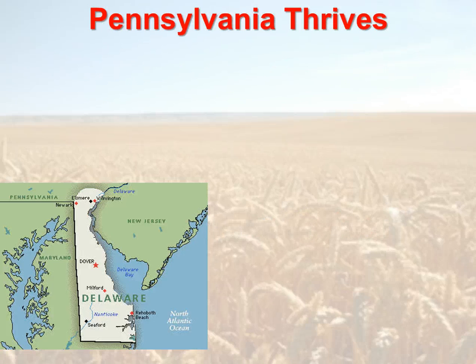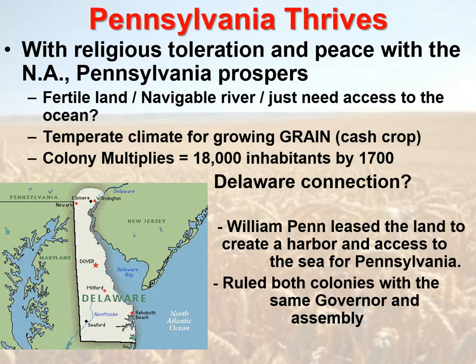Pennsylvania would have success and continue to thrive through religious toleration and peace with the Native American people. It had fertile land, great rivers, just needed to have access to the ocean, and that was the only kicker that kept Pennsylvania from being the ultimate success. It did have great climates for growing grain. It would become the major cash crop and give the nickname of this region the breadbasket colonies.